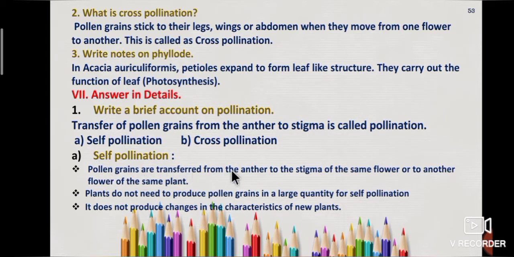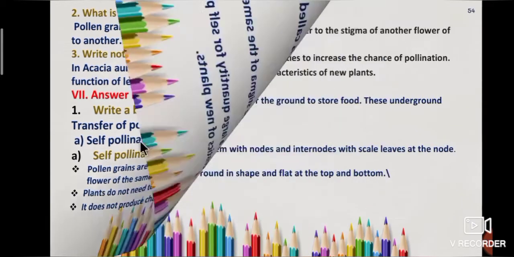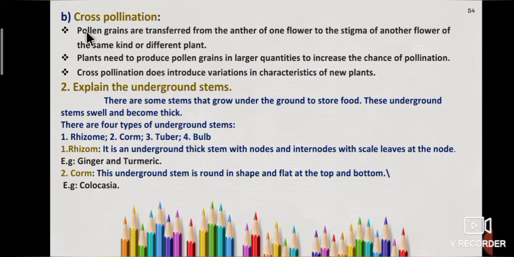Pollen grains are transferred from the anther to the stigma of the same flower or to another flower of the same plant. Plants do not need to produce pollen grains in a large quantity for self-pollination. It does not produce changes in the characteristics of new plants.